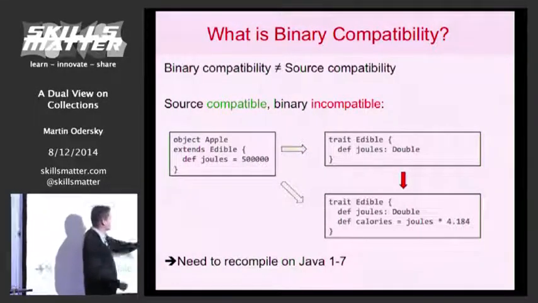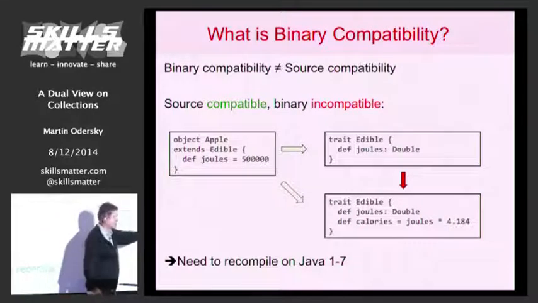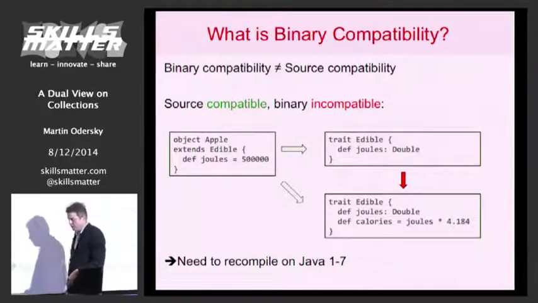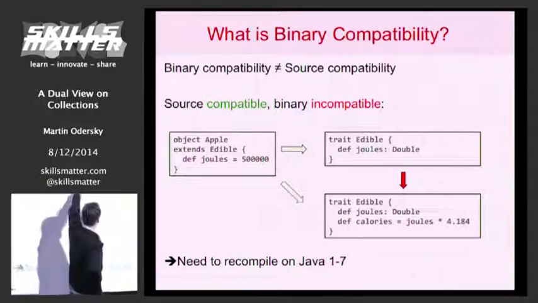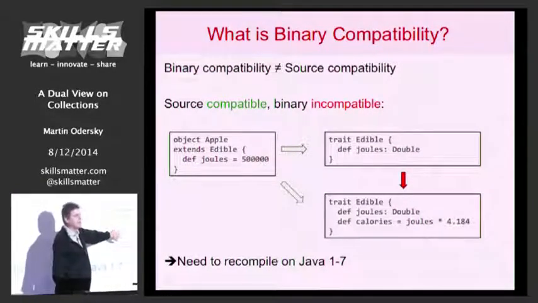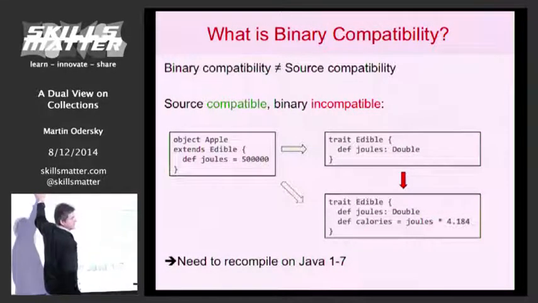So now you want to go and evolve your library. It says, well, it's actually convenient to have a method calories, which is joules times 4.184. Now what happens is if you run this code with that library, then you get a binary incompatibility. It's source compatible. This thing will compile just fine.